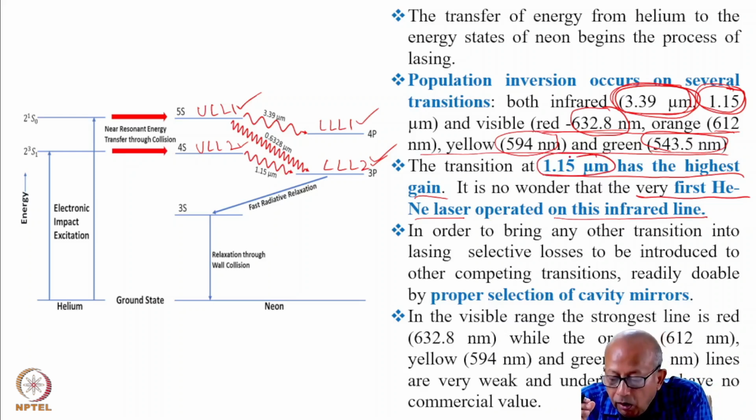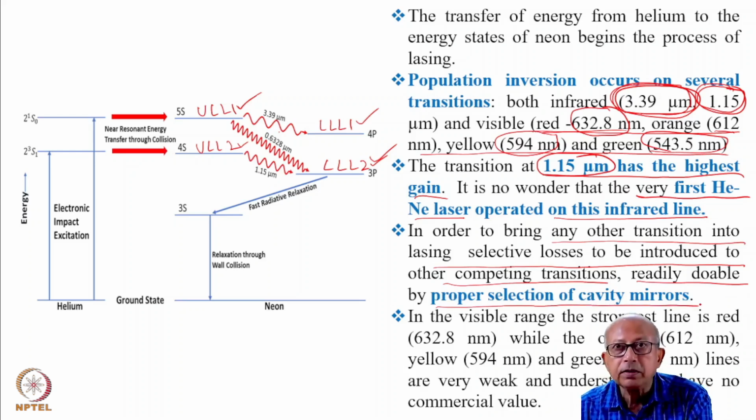So, how then would one make the laser lase on other transitions, in particular the ones which have lower gain, for example, the visible transition? In order to bring any other transition into lasing, selective losses can be introduced to the other competing transitions, which is readily doable by proper selection of cavity mirrors.